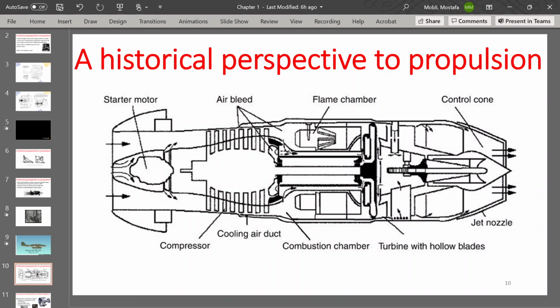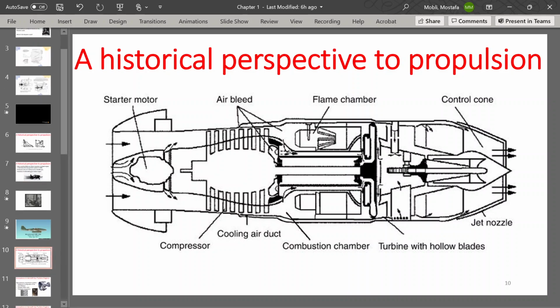We have some sort of air bleeding here that goes around the combustor and the compressor and then comes to the turbine itself. So essentially, the role of this air bleeding is to cool down the turbine blades, right? Which means that your turbine is going to be operational at higher pressures. Okay? Any questions so far? No. So let's move on.